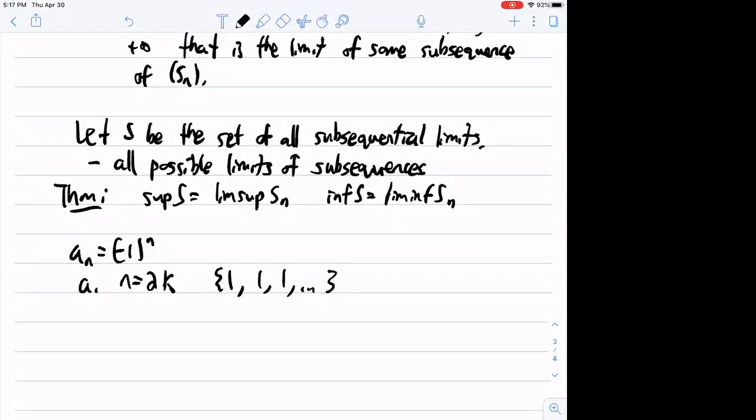Because remember, increasing means less than or equal to, and here all our terms are equal. The same goes for decreasing. So this sequence is monotone because it's constant.